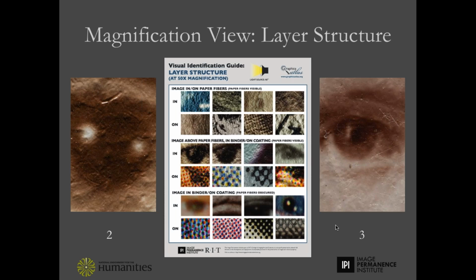Sample 2 is a little more difficult to discern. The paper fibers are just barely visible. You know, we can kind of see them here and here. This suggests a thin baryta, but not a super thin baryta. So like I said, this can be challenging.